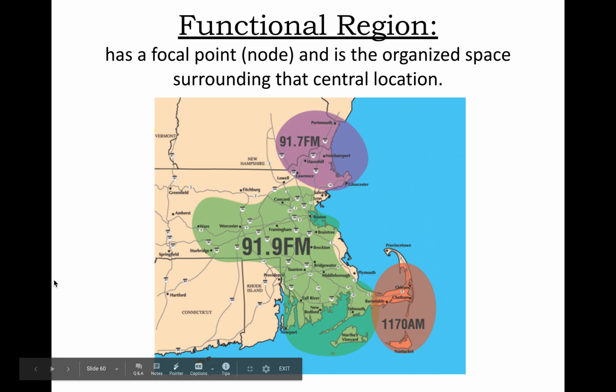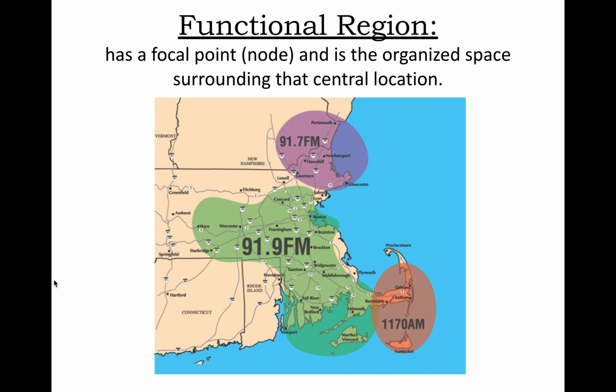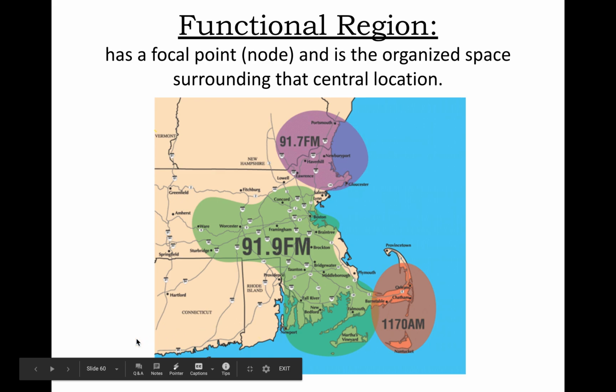And here's a focal point, which is known as a nodal or functional region, of 2 FM stations and 1 AM station. And so we look at 91.7, and as you get further away, we can see fewer people listen to 91.7, and when we get to the areas outside of purple, there's nobody listening to 91.7. Again, this shows an example of distance decay. And we can see the largest functional region would be 91.9 FM.